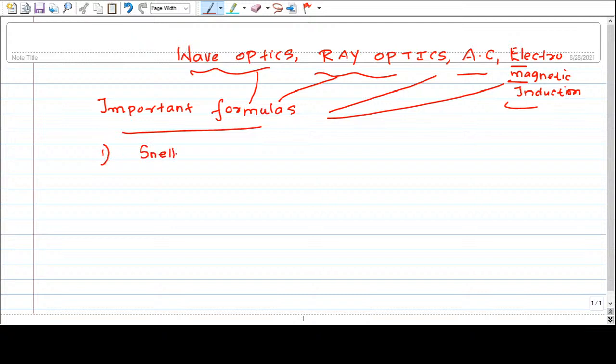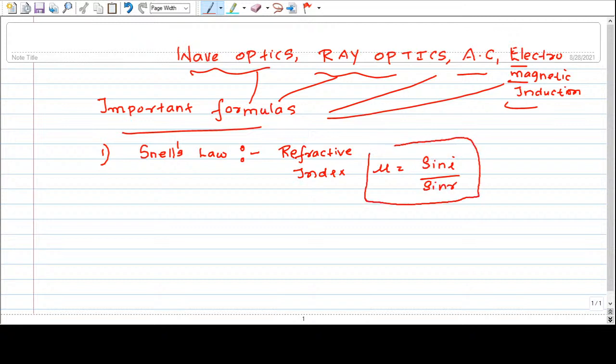Please take your pen, take your notebook, and our academy students, please write down in your classwork: Snell's law, refractive index mu is equal to sin I by sin R. This is the first formula which we are going to memorize. I is called angle of incidence and R is called angle of refraction.